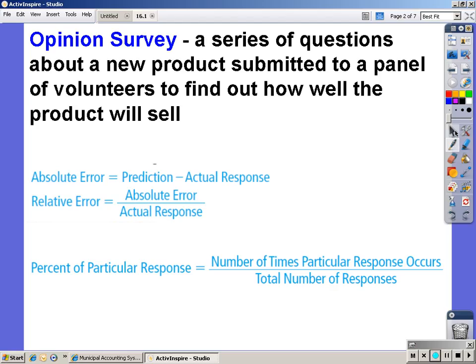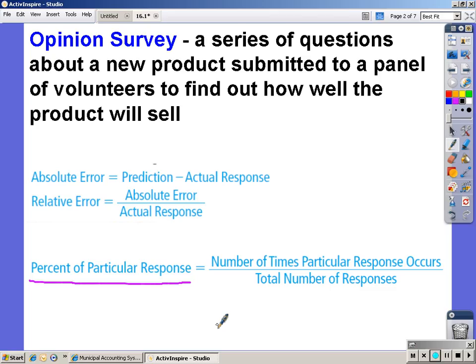Okay, you've got a couple of formulas. The first formula, these are kind of out of order. The first formula that we're going to use is actually this one here: percent of a particular response. This is the number of times a particular response occurs divided by the total number of responses.